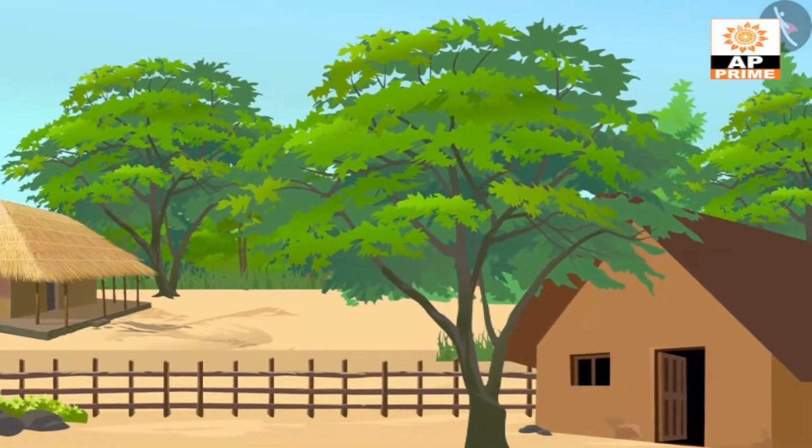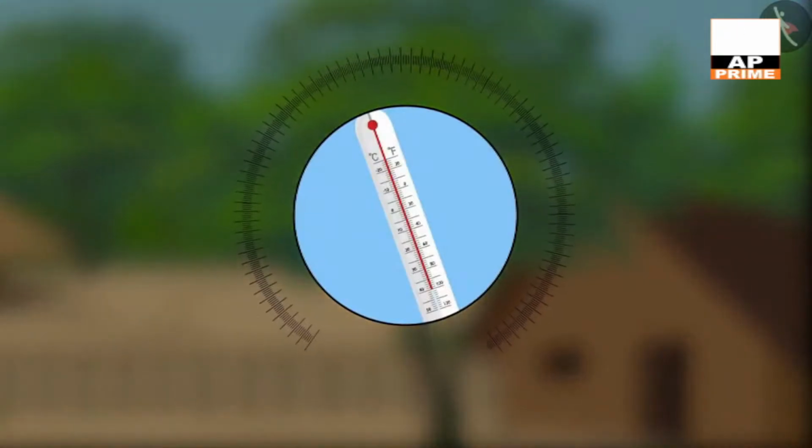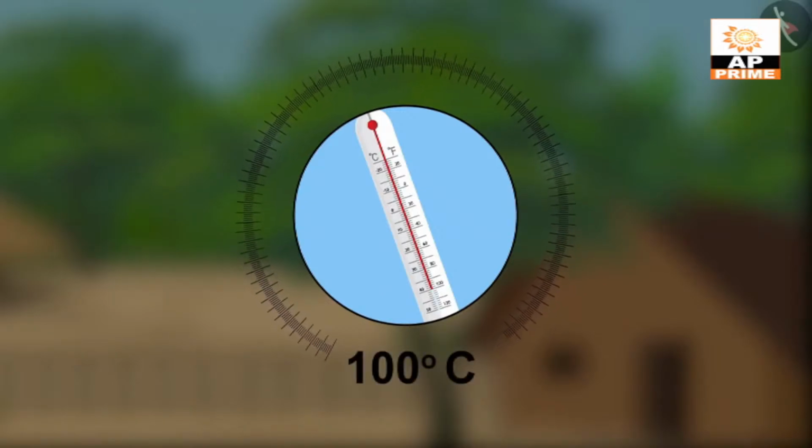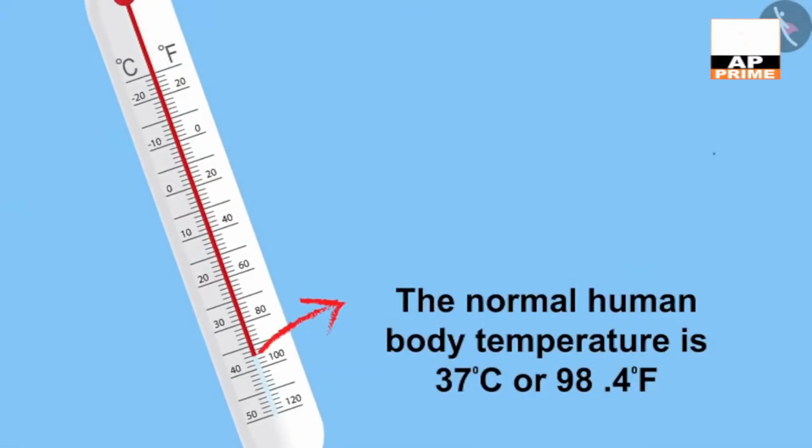Hello friends, how are all of you? I have had fever for the last few days. I checked my fever on a clinical thermometer and the reading was 100 degrees, which is approximately 2 degrees higher than the normal reading. Do you remember the normal human body temperature? The normal human body temperature is 37 degrees Celsius or 98.4 degrees Fahrenheit.